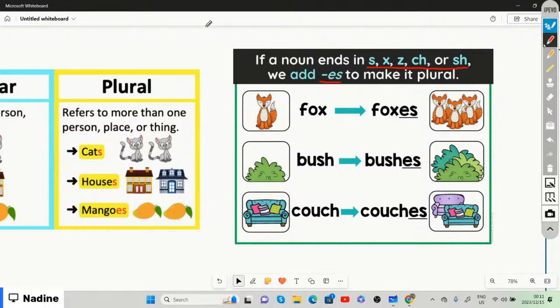So if the noun ends in s, or x, or z, or ch or sh, then we add es to make it plural, to show that there's more than one of that.